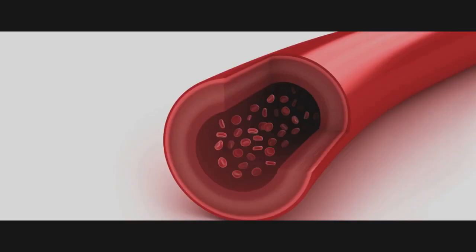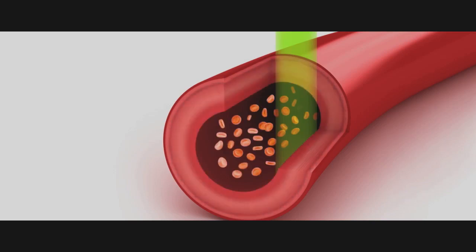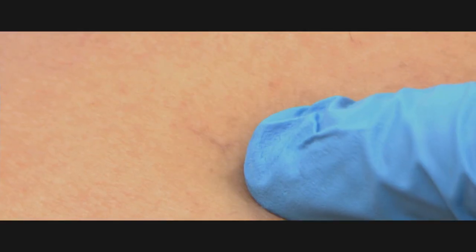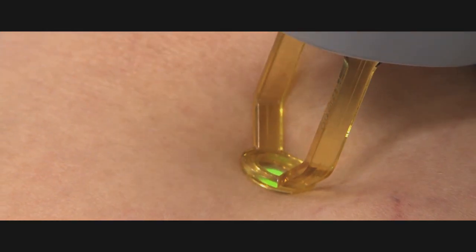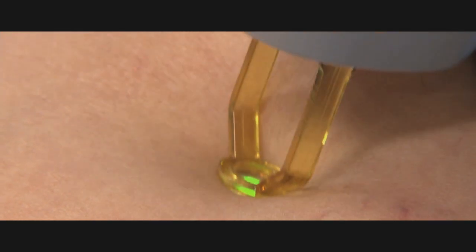The principal chromophores are oxyhemoglobin and deoxyhemoglobin in the red blood cells. These chromophores are targeted, resulting in the heating of the red blood cells. The heat subsequently diffuses to the vessel wall, and the vessel wall is damaged and collapses upon itself. The vessel is reabsorbed by the body over the course of the next several weeks to months.